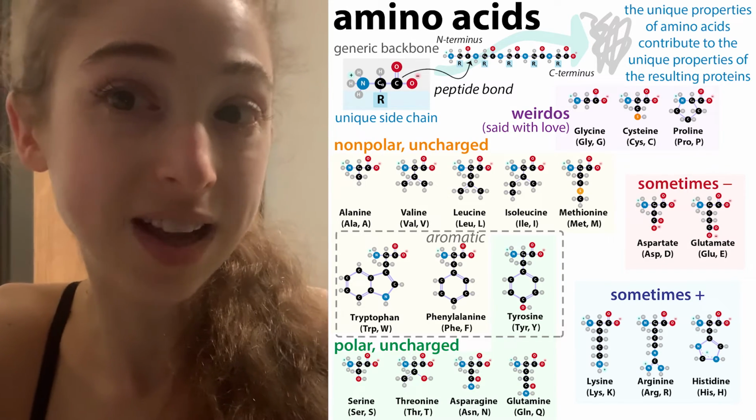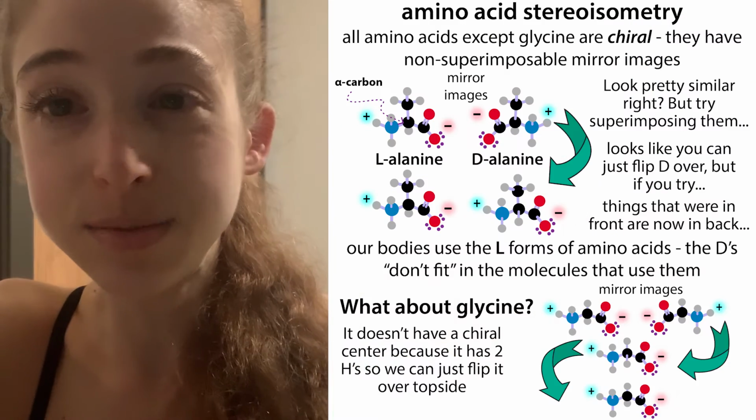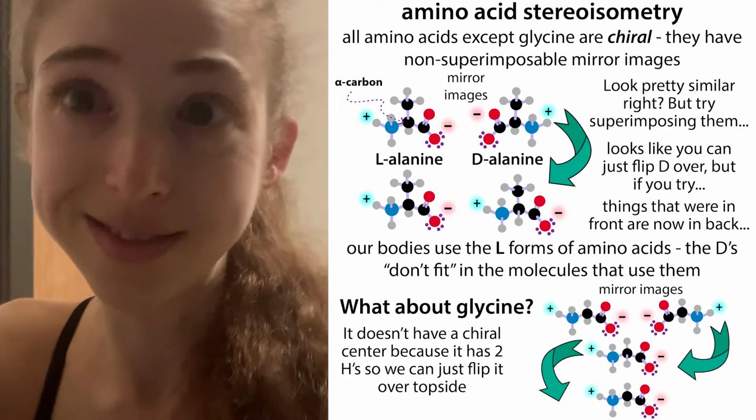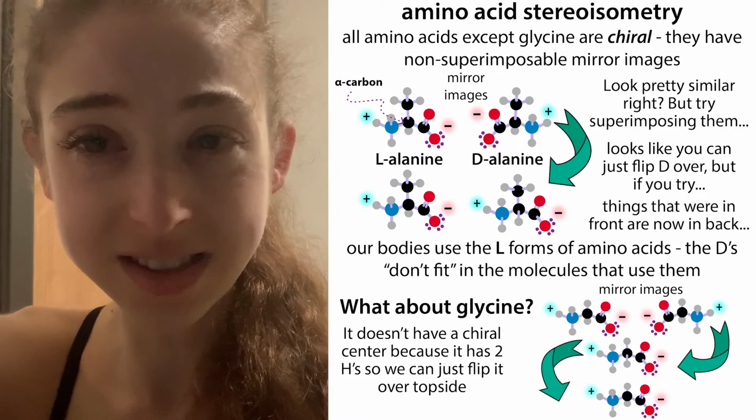Another unique thing about glycine is that it's achiral. This means that it doesn't have right and left hand versions. They look the same, unlike the other amino acids.